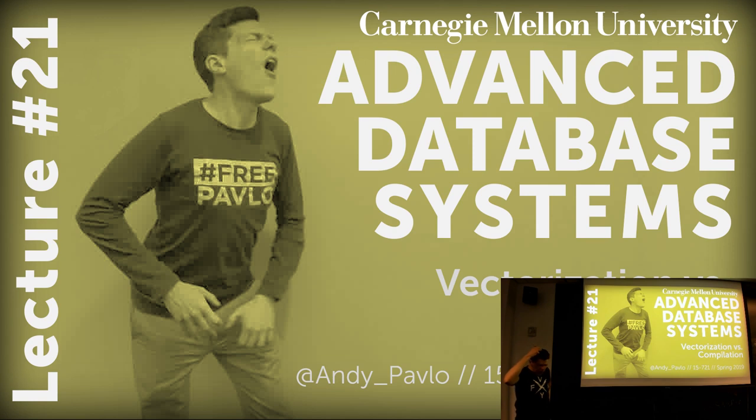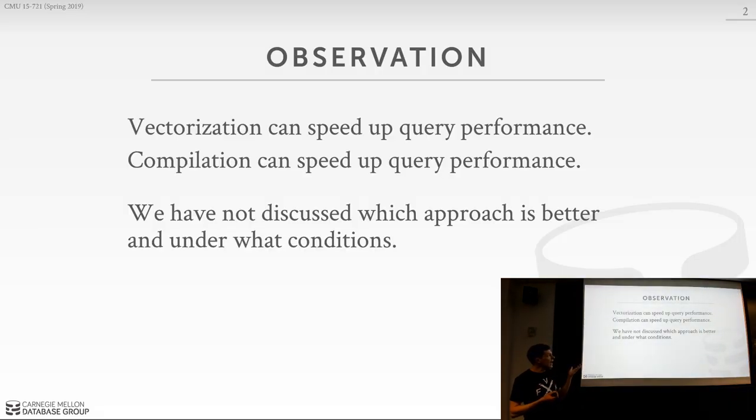So today's lecture is going to be on examining the difference between vectorization and compilation. The last three lectures, we've been looking at different techniques to speed up query execution. We've looked at vectorization and we looked at compilation, and as I showed, you can get better performance if you do this. So the question is now, which one is better, or which one is the right approach, or what you should focus on if you're building a database system.